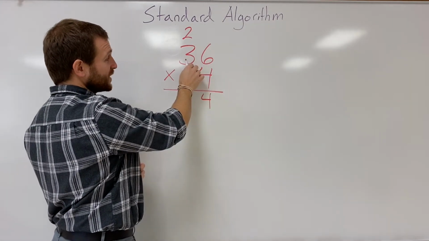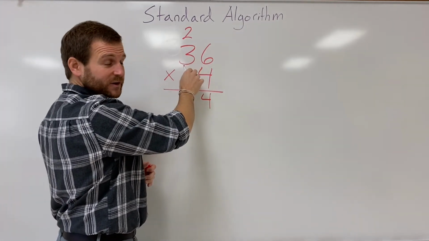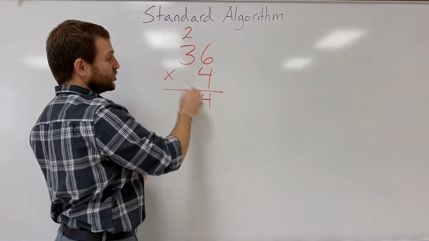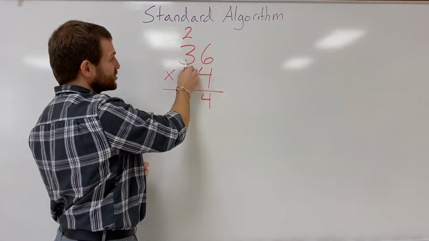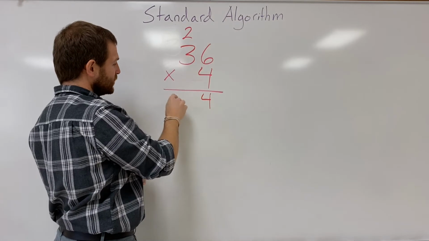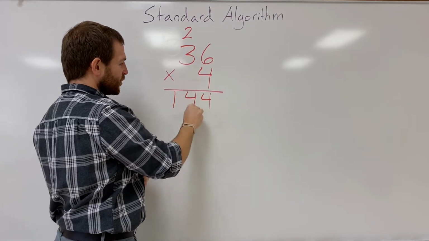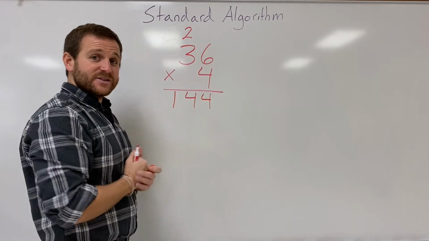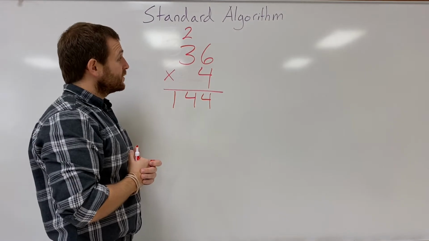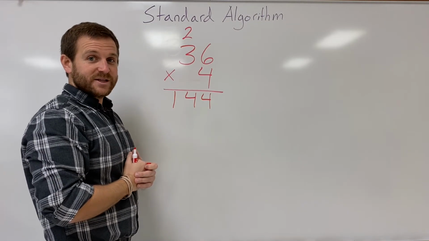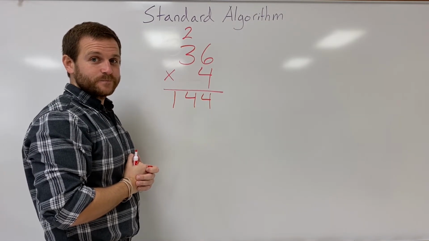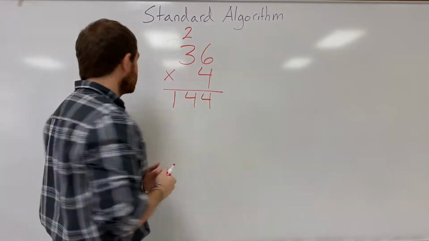Now I'm going to do 4 times 3, which is going to be 12. And then I'm going to add those 2 that I carried over. So 4 times 3 is 12, plus 2 is going to give me 14. And there's the standard algorithm for double digit times single digit multiplication. Let's take a look at another example.